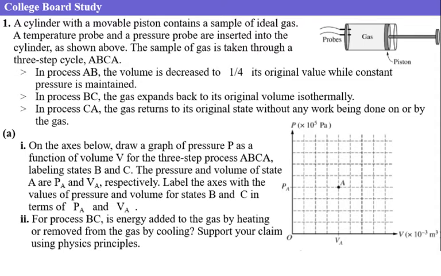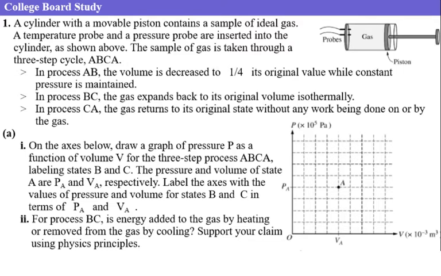So for part A, they say on the axis on your right, draw a graph of pressure as a function of volume V for the 3-step process ABCA. Label states B and C. The pressure and volume of state A are PA and VA, respectively. Label the axis with the values of pressure and volume for states B and C in terms of PA and VA.